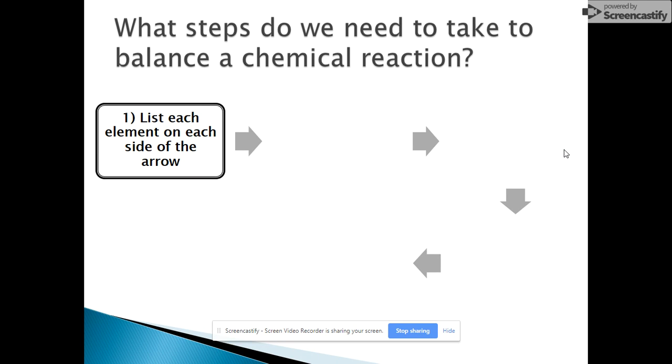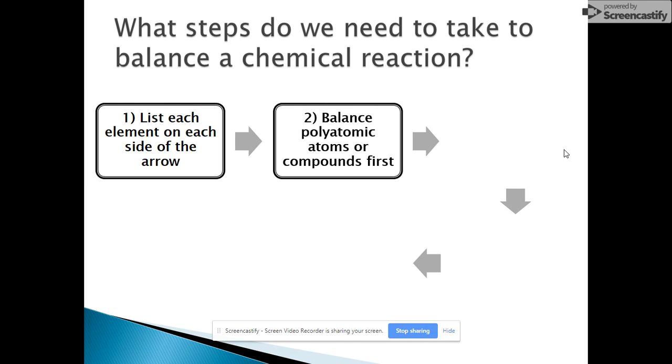Here are the steps that you need to follow whenever you're trying to balance a chemical reaction. First, you want to list the elements on each side of the arrow. So list all the elements on the reactant side, all the elements on the product side. And I would make sure that they're side by side so it's easy to check. If you have polyatomic atoms or compounds that appear on both sides, you want to balance them first.